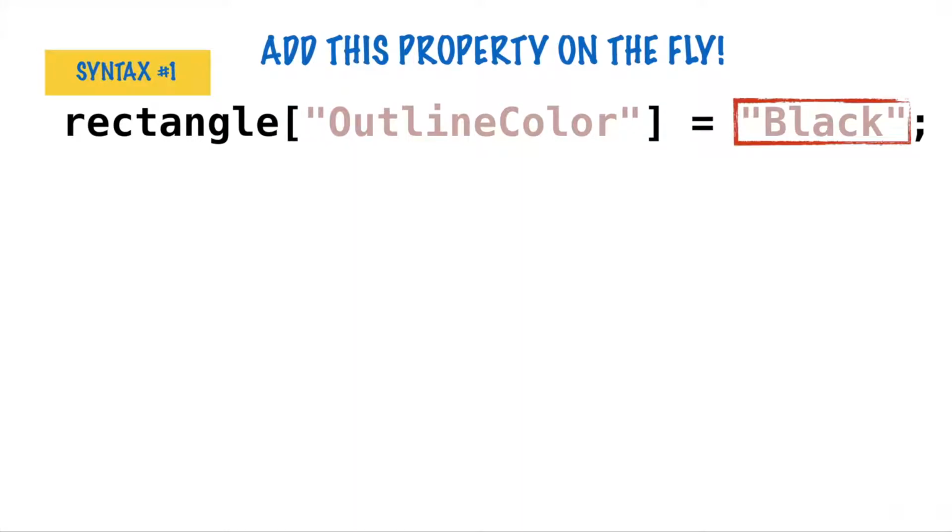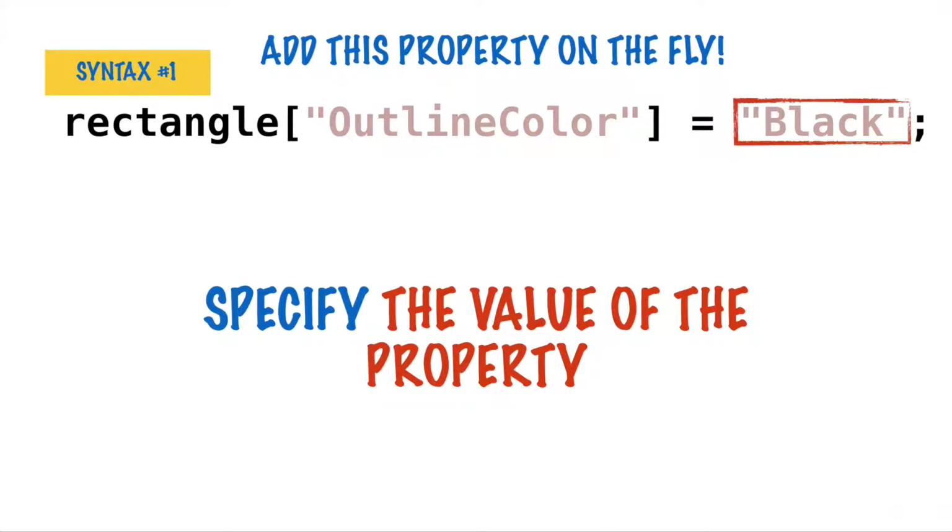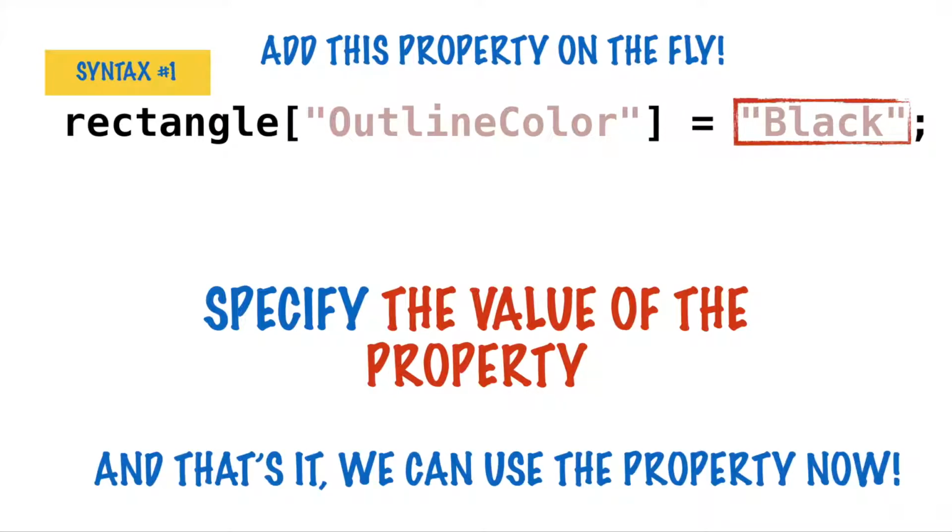And then after the equal to sign comes the value of the property for this particular object. So the value of the outline color property you want to be black. So specify the value of the property. And that's it. Once you've defined the property in this way, you can go ahead and use the property now just as though it had been defined in the object constructor. The property now exists. It's a part of the rectangle object and you can use it just like any regular property.